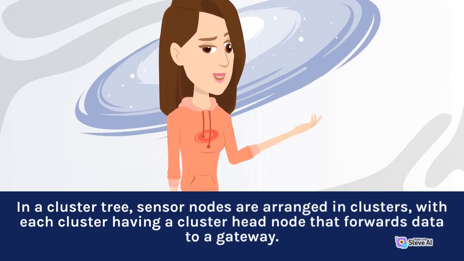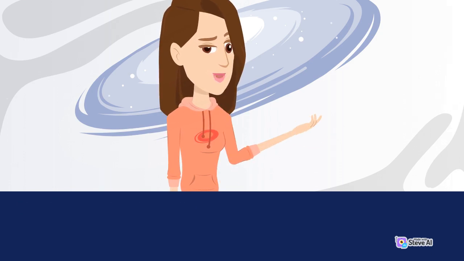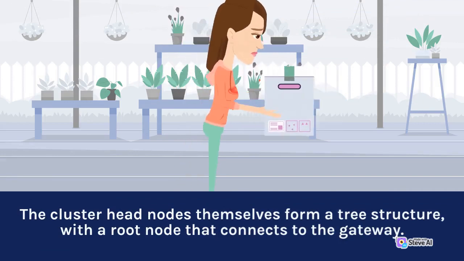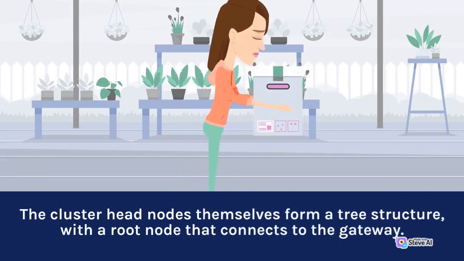In a cluster tree, sensor nodes are arranged in clusters, with each cluster having a cluster head node that forwards data to a gateway. The cluster head nodes themselves form a tree structure, with a root node that connects to the gateway.